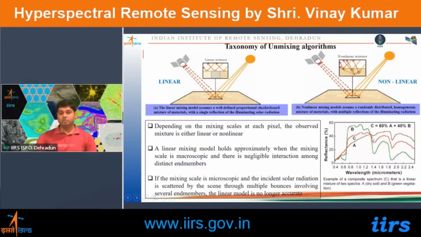The absorption which is not visible in A will be visible in C because of the absorption present in B. So this particular mixture of that material can be detected in your hyperspectral data.